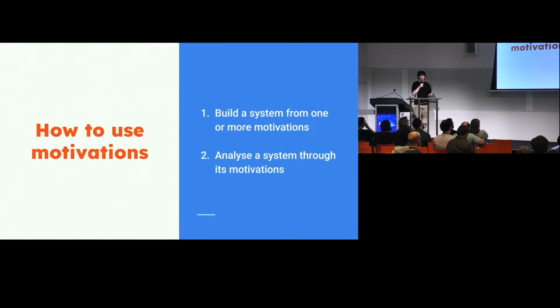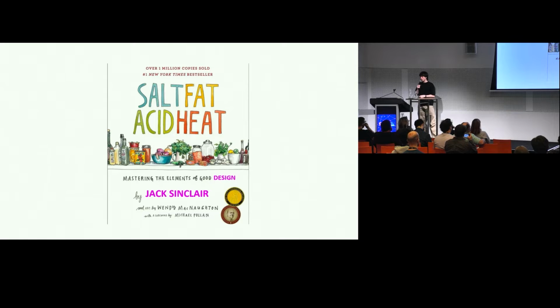How to use motivations. Build a system from one or more motivations, right? So if we're starting from scratch, or analyze a system through its motivations. Game design, I think, is like cooking. We are boiling down the components of our system, or our metagame, or our feature really, into its little individual parts, and we're thinking about what goes well together, what traditionally goes well together, or at least understanding what doesn't traditionally, but could.